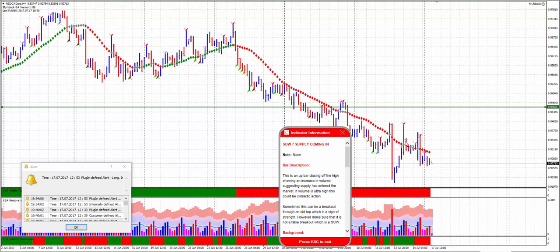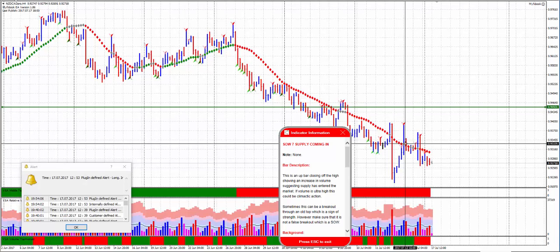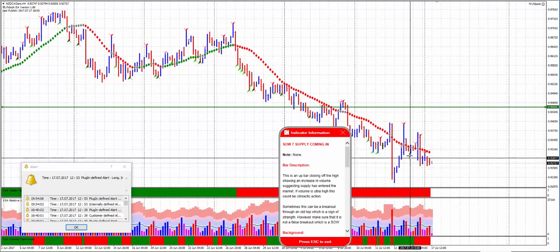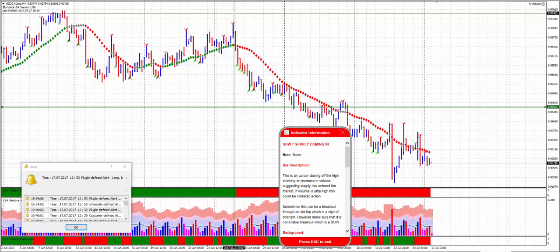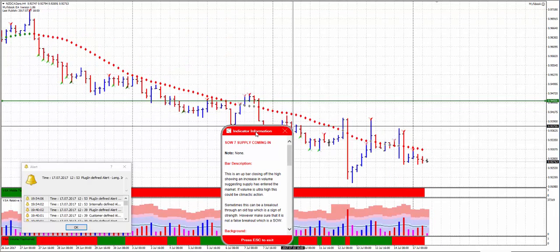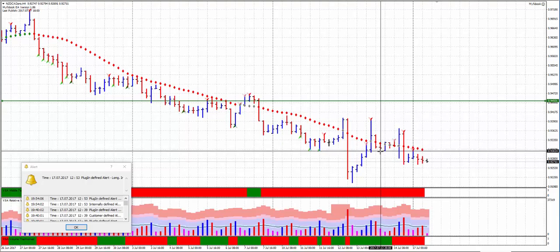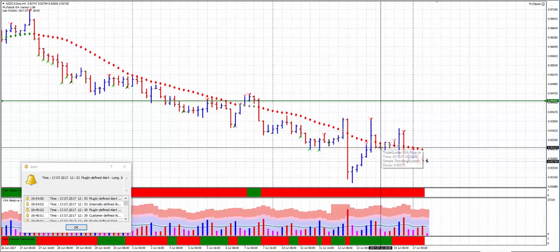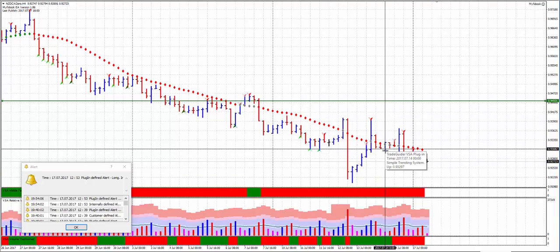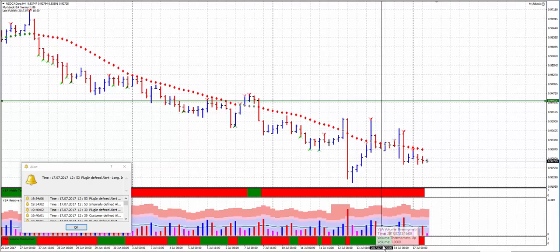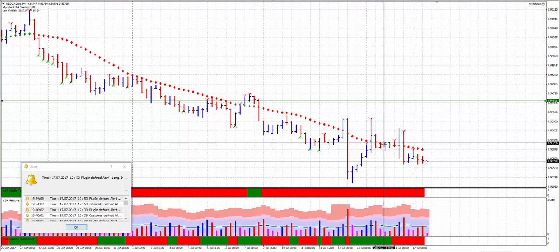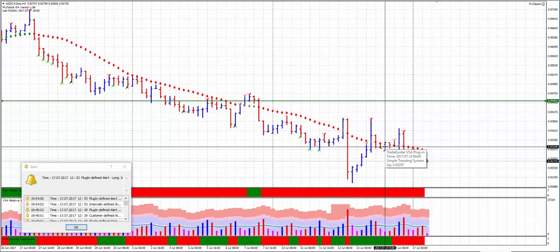Now we saw the next bar was down, which confirmed the weakness. Then we got another down bar. Let me just zoom in here, we can see it better if I zoom in. We got another down bar which closed on the lows. We had an up bar which was on very low volume, very low volume on this up bar here.